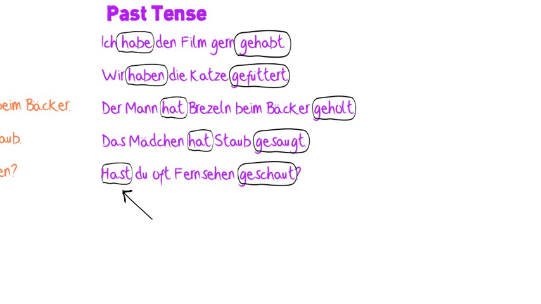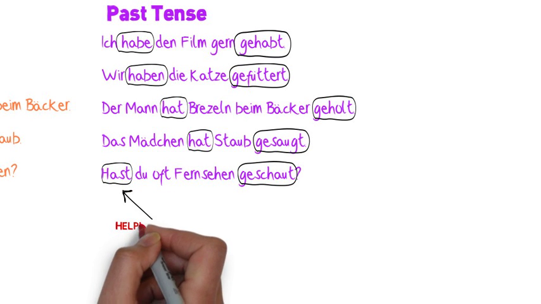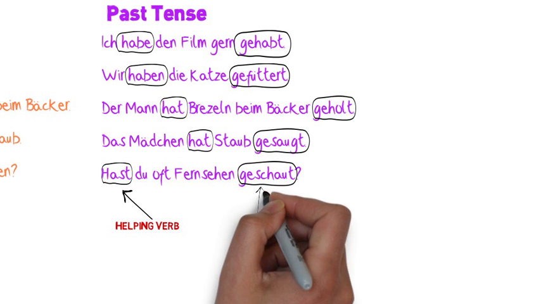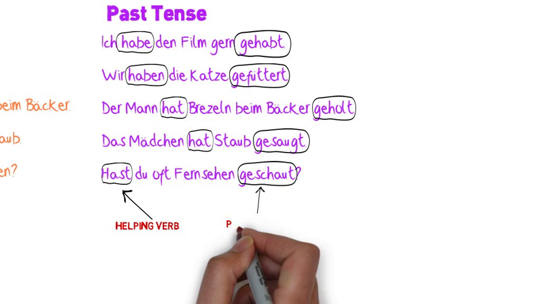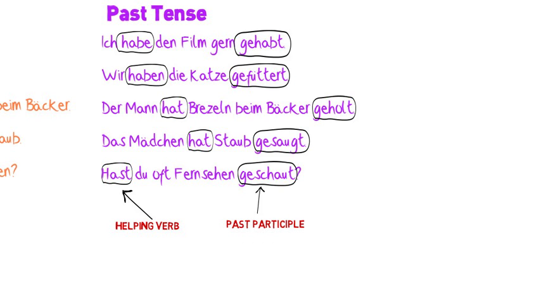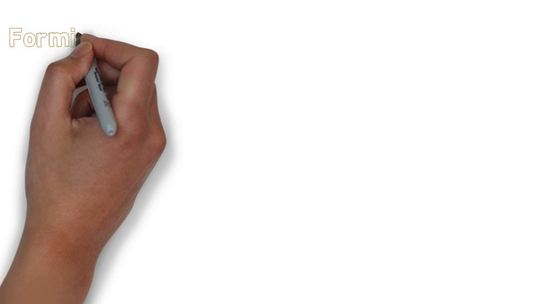As you recall, the form of haben is known as the helping verb, and the other form at the end is known as the past participle. Using them together creates the past tense form known as the present perfect tense. Let's review how to create it yourself.